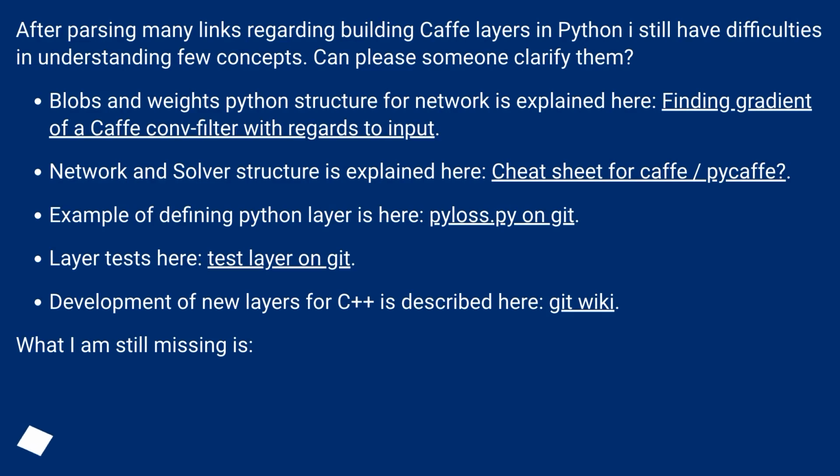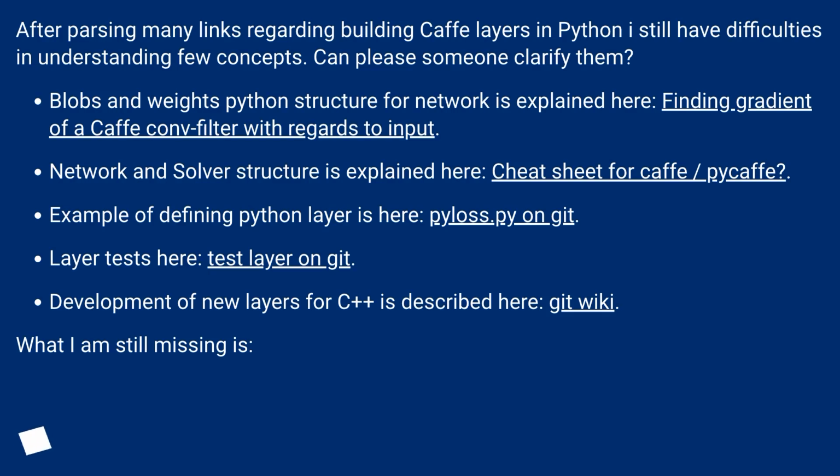Blobs and weights Python structure for network is explained here. Finding gradient of a Caffe filter with regards to input. Network and solver structure is explained here. Cheat sheet for Caffe, PyCaffe. Example of defining Python layer is here, pyloss.py on GitHub. Layer test here, test_layer on GitHub. Development of new layers for C++ is described here, GitHub wiki.